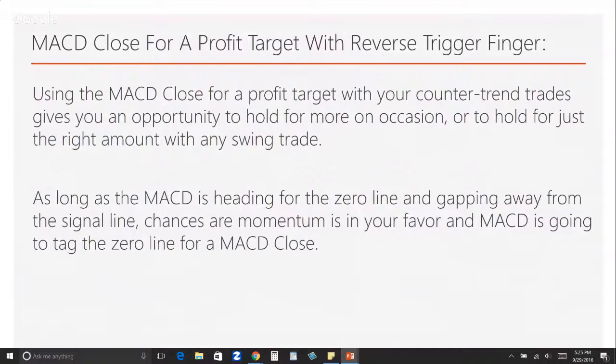All right, so using the MACD close for a profit target with your counter trend trades gives you an opportunity to hold sometimes a little bit more on occasion, or just hold for the right amount, you know, with any kind of a swing trade.